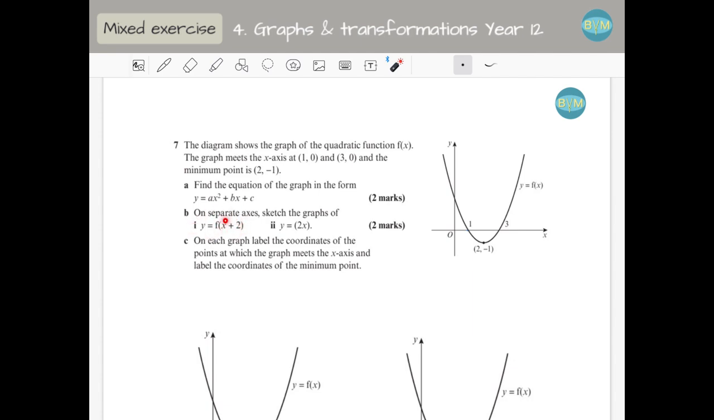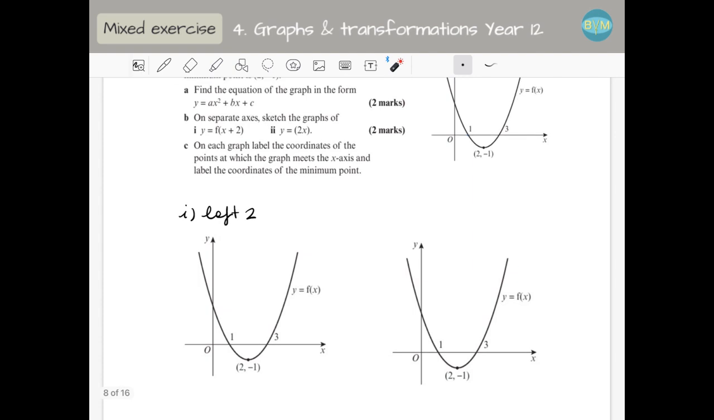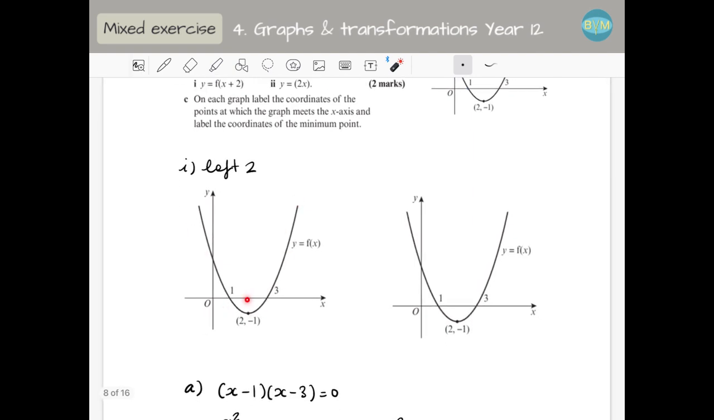So the first one, I'm adding 2 to my x. This is a translation in the x direction to the left. I know you want to move right, but we are moving left. When we are adding to the x, we are moving left, and when we are subtracting, we are moving right. So this is left 2. So we have this graph, and it's moving to the left. That means that the 3 becomes 1.